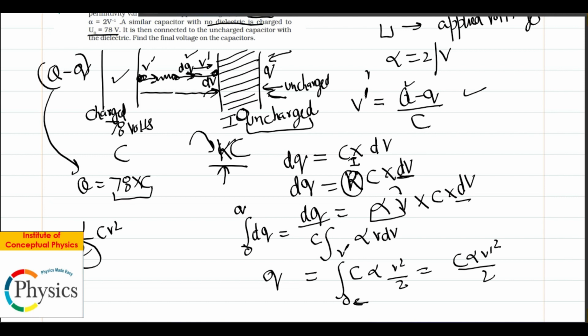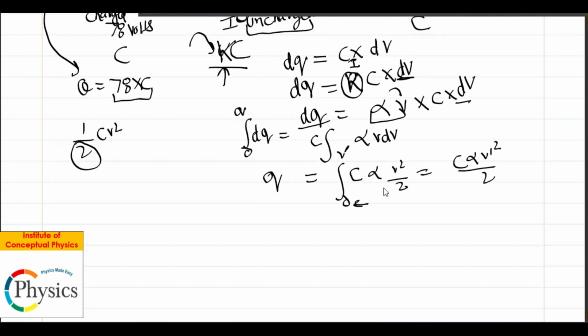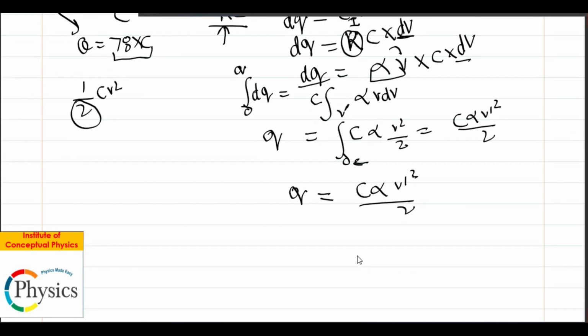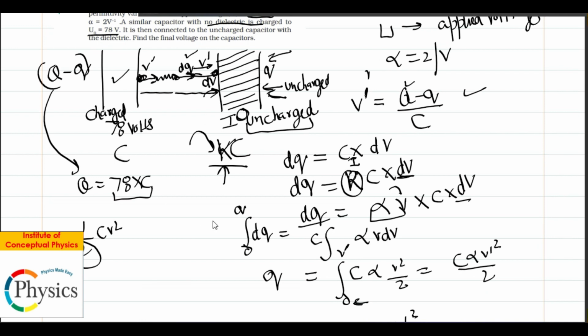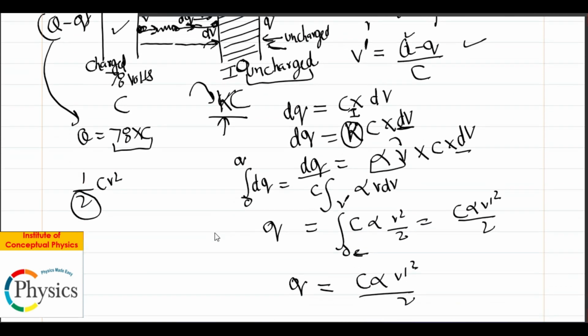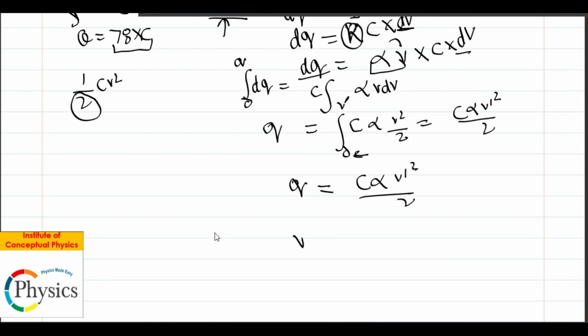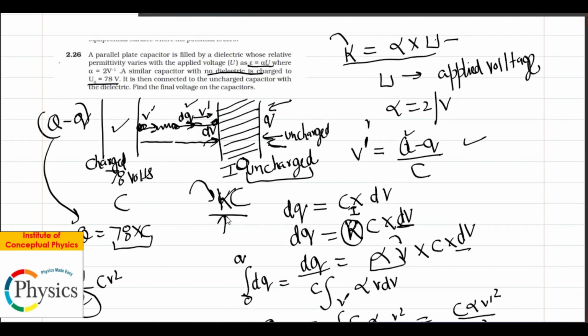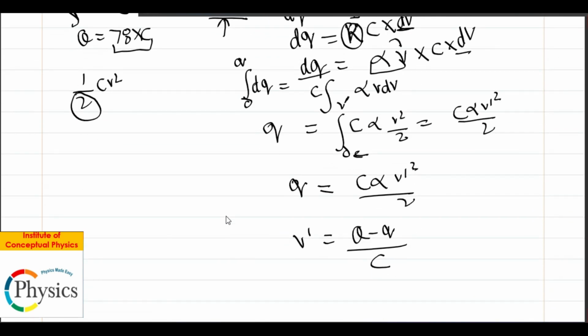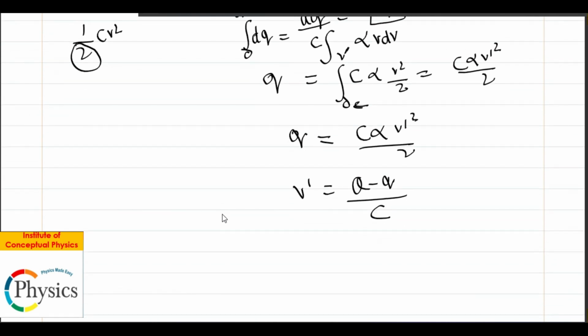So your charge after a certain time on the capacitor with dielectric will become C alpha V dash square by 2. For the other one, the equation I have written here is the charge which the capacitor was responsible to provide: V dash is equal to Q minus Q upon C. If you notice these two equations, and look at the question, what is the question? The question says you have to find the final voltage on the capacitance at equipotential. We have to find, that means, the value of V dash.